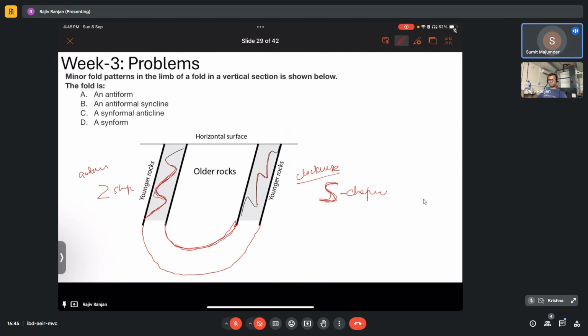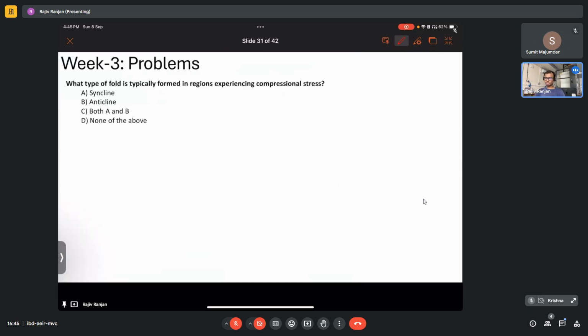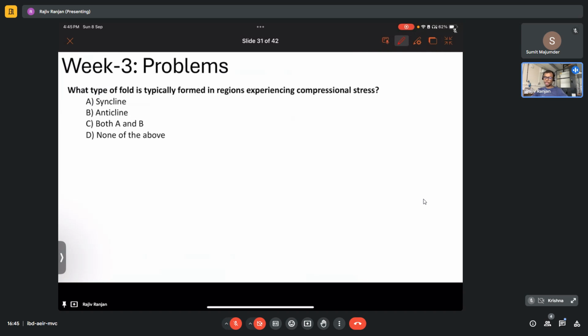This is an anticline. Very nice. Good. Okay. Again, I have kept this. It's fine. What type of fold is typically formed in regions experiencing compressional stress?